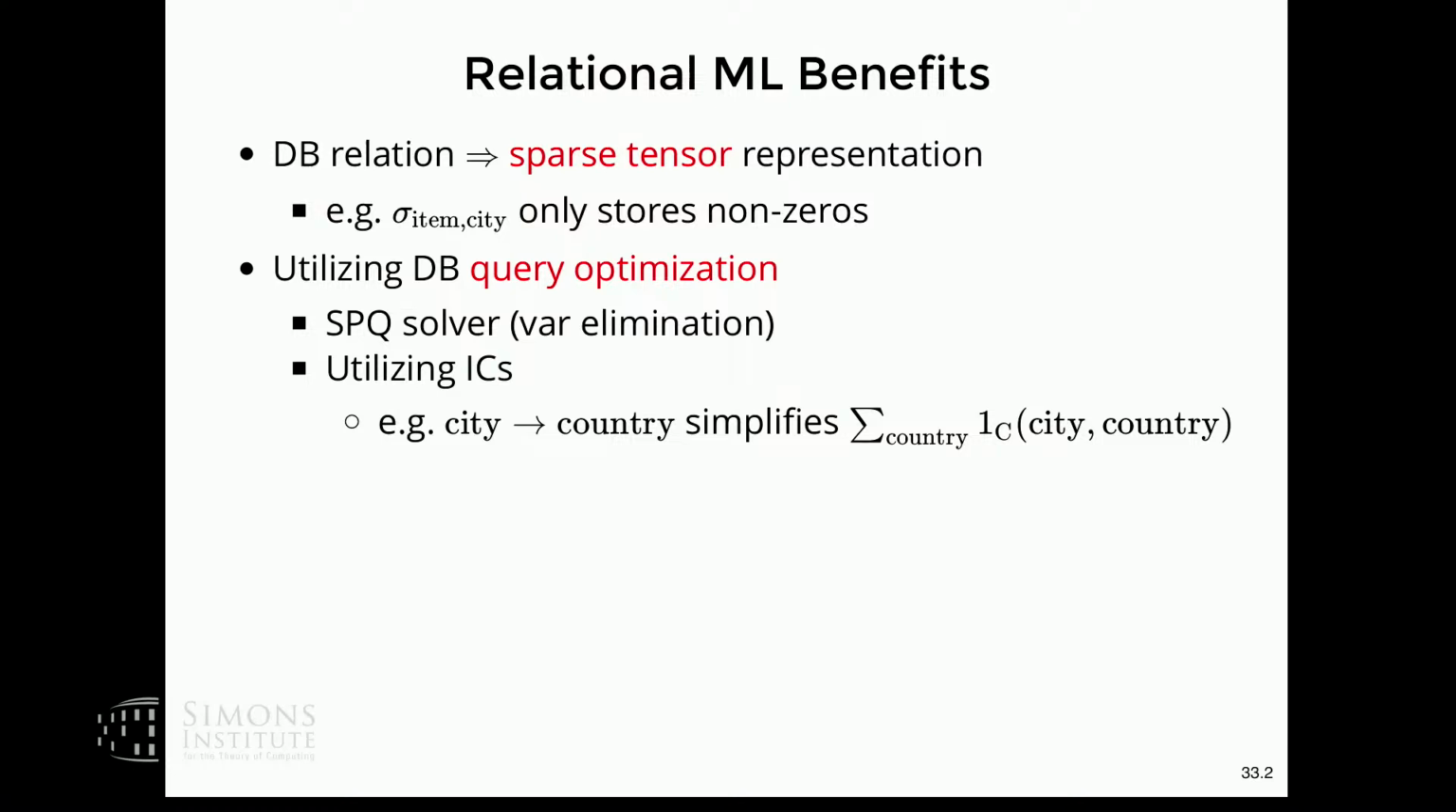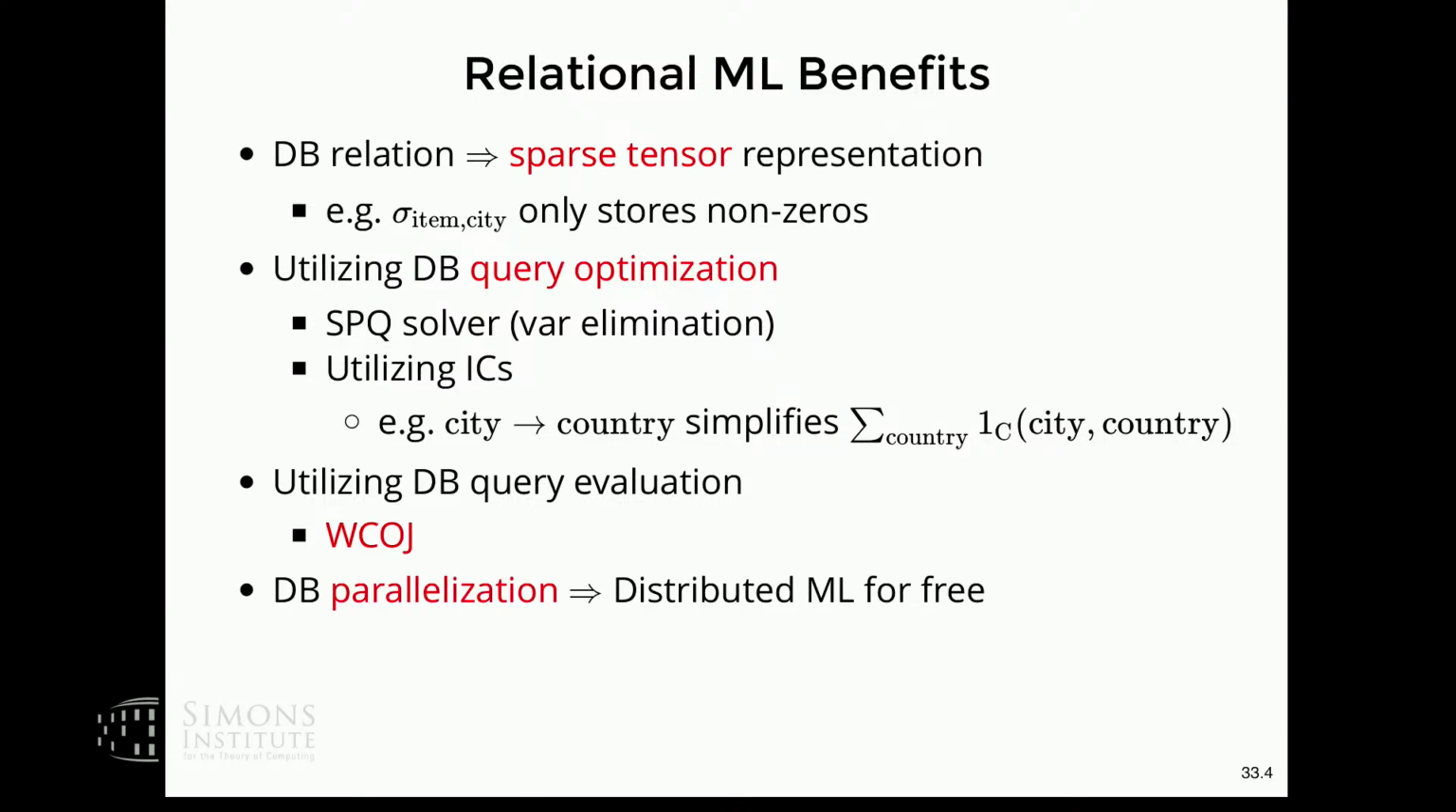Moreover, when we encode these relationally and use a reliable database engine, we can utilize the query optimization. So for example, if we have good support for SPQ solving in our database, as we saw, we can utilize SPQ. Moreover, database query optimizers typically have many other optimizations. They can, for example, take advantage of integrity constraints. So for example, if we have a functional dependency from city to country, a reasonable database optimizer would figure out that this summation, where we are summing away country over every city, is actually trivial because of the functional dependency. We can also utilize worst-case optimal join algorithms if our database supports them.